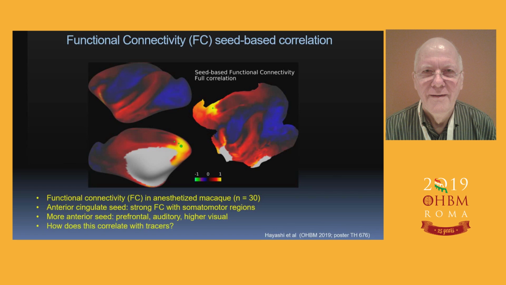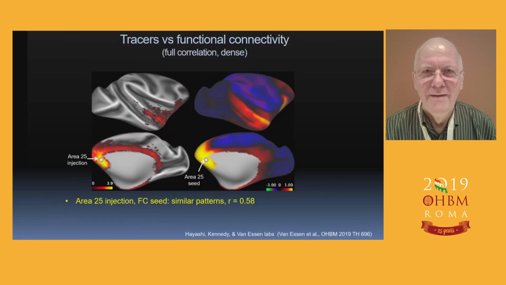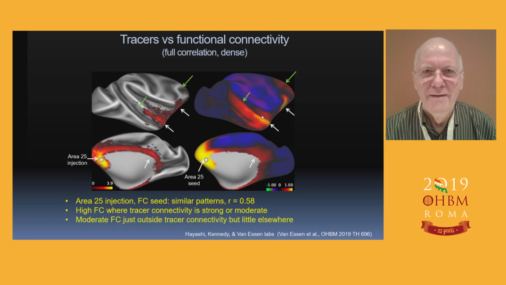But we now want to compare this to anatomical connectivity by putting our tracer injection sites matched to the seed locations for functional connectivity. So on the left you see the results for a tracer injection in area 25, and you can see a high density of retrograde tracer label in various anterior regions and in posterior cingulate cortex. And lo and behold, on the right, you see a fairly good match: where there's high tracer density, we also get high functional connectivity. But there are some regions shown in green arrows where there's moderate functional connectivity and no tracer connectivity directly indicated.